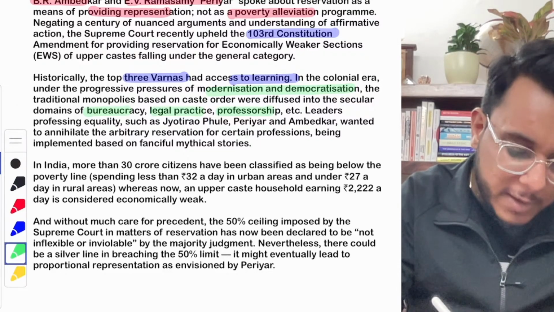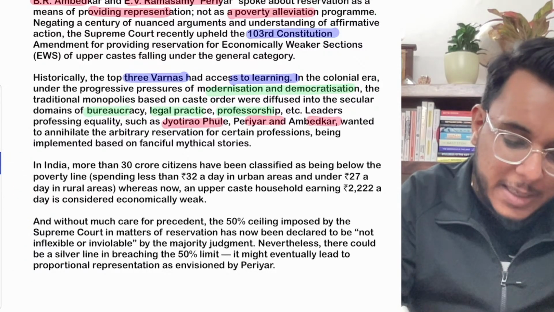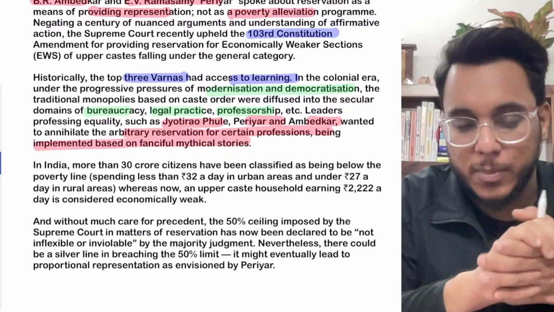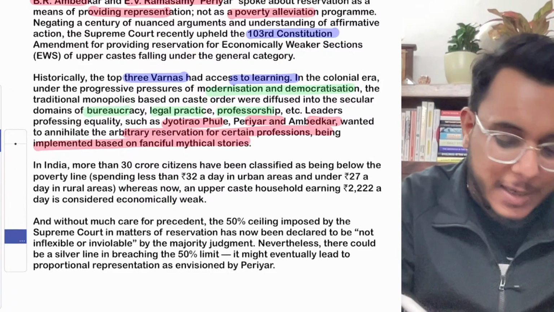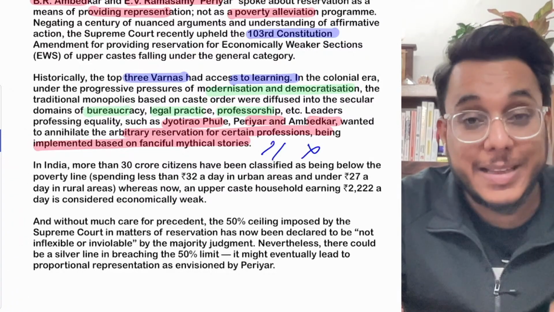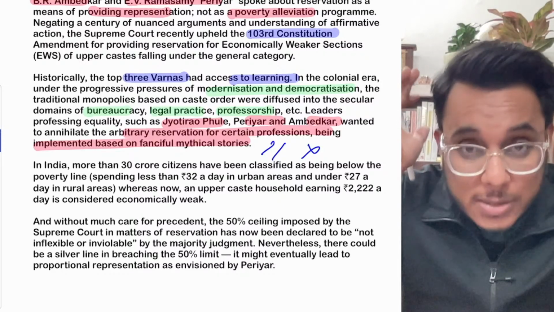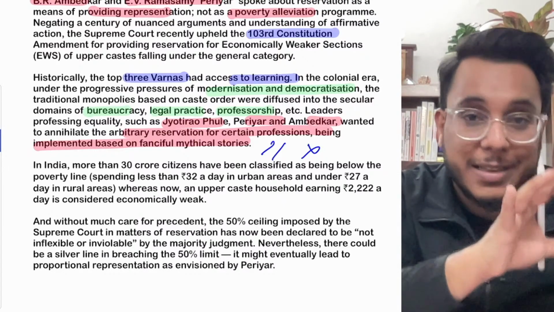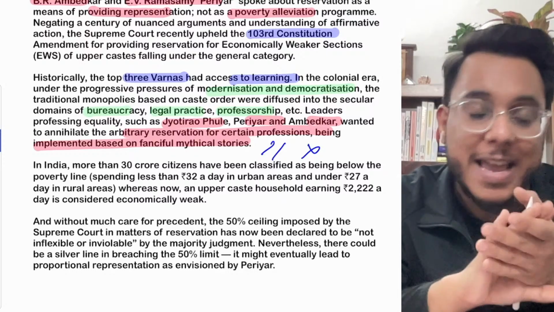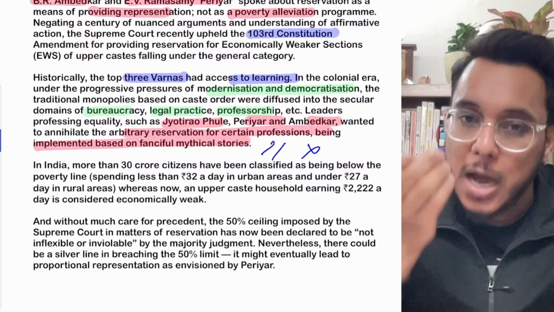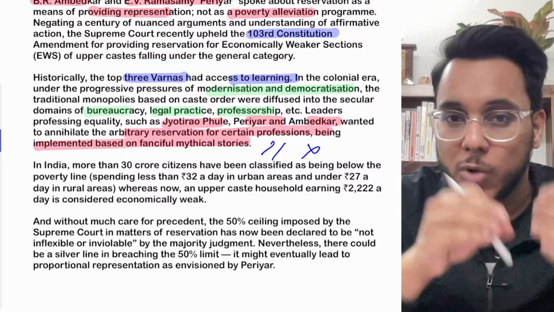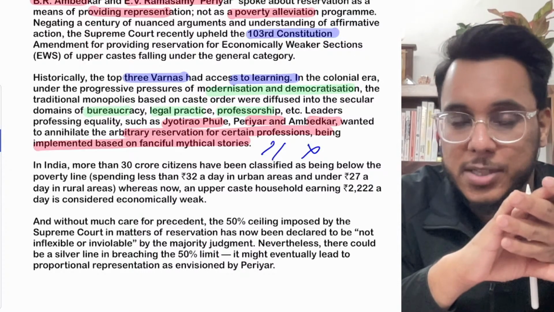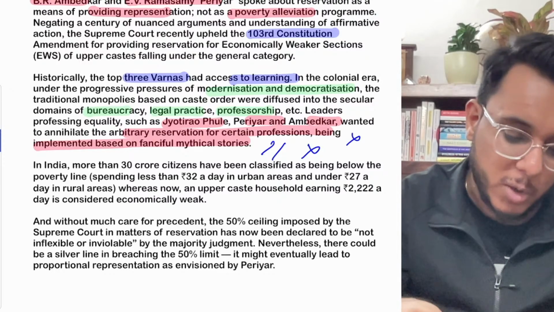Fine. So therefore even Jyotirao Phule, Periyar, Ambedkar wanted to annihilate the arbitrary reservation of certain professions being implemented on mythical stories. Now see this thing, don't get confused. They are not saying that reservation should not be there. They say that when the occupations for particular caste people were reserved, which is majorly for the higher castes, they wanted to remove that. For example, who can be a priest? A priest can only be a Brahmin. Who can be a warrior? A warrior can only be a Kshatriya. So the position of a warrior has been reserved for a Kshatriya, the position of a priest has been reserved for a Brahmin. These kinds of things, these social reformers always fought.